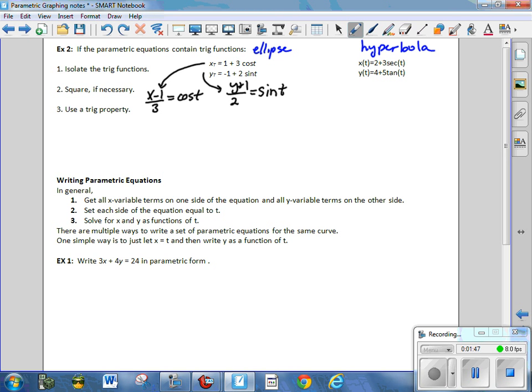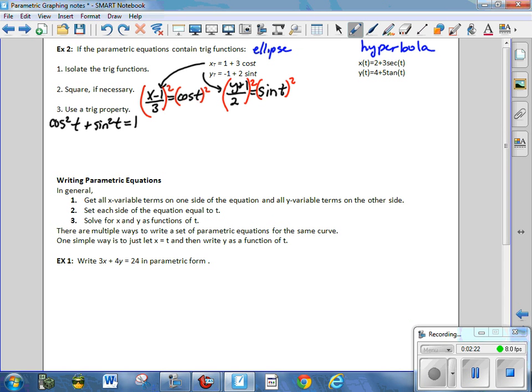Now, recall a trig property: cosine squared of theta plus sine squared of theta equals 1. I'm going to write cosine squared of t plus sine squared of t equals 1, because it doesn't matter what I call that angle, and I want to use t in this case. Looking over here, I have cosine t. I'm going to make this cosine squared of t and square the other side of the equation. Then I have sine of t. I'm going to make that sine squared of t and square the other side of the equation.